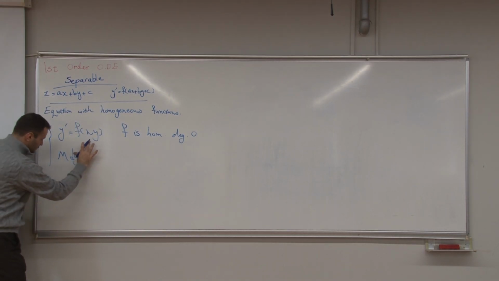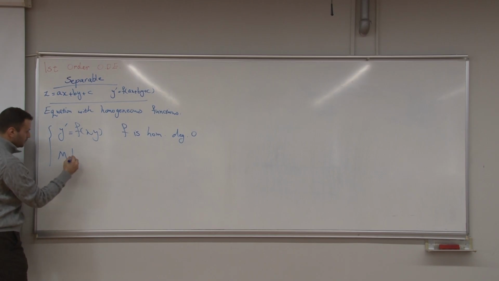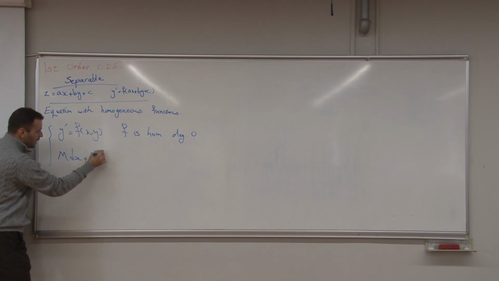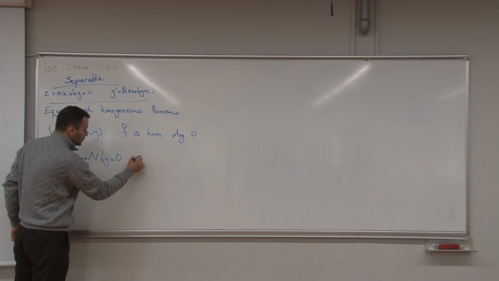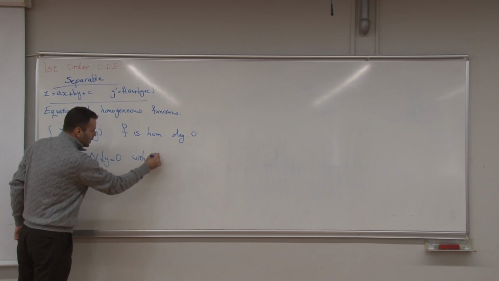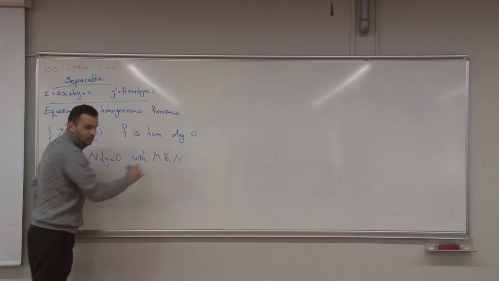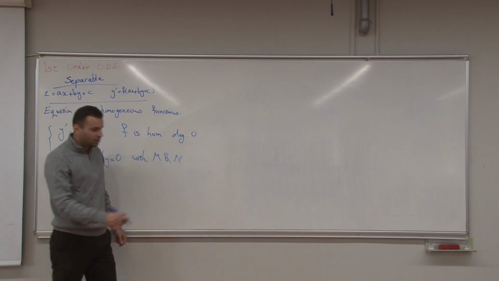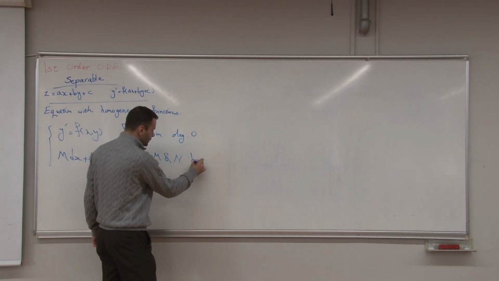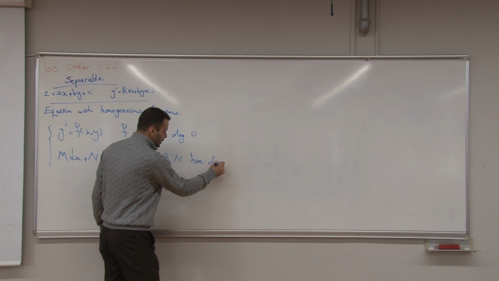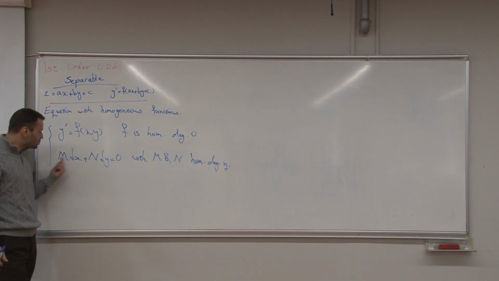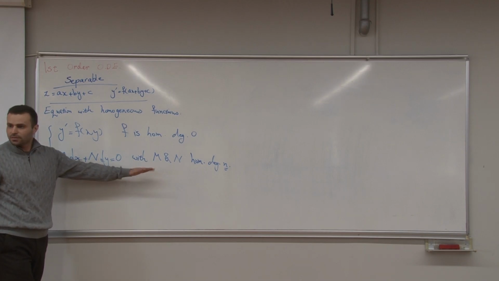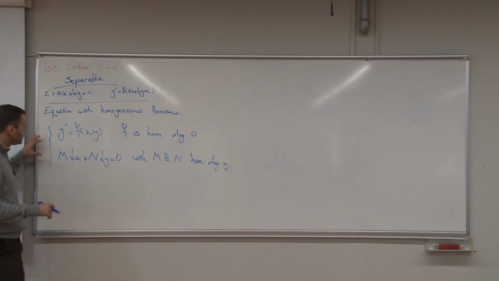m dx plus n dy equal to 0, with m and n homogeneous of the same degree. Homogeneous of degree n. This n can be 1, 2, it doesn't matter. As long as both of them have the same degree of homogeneity, then it's fine.